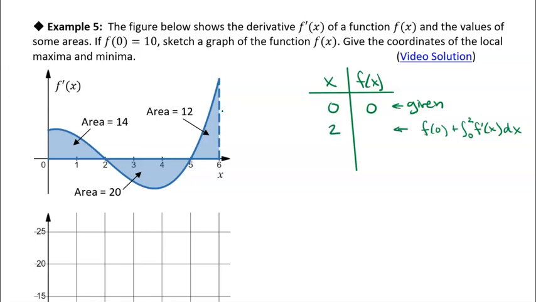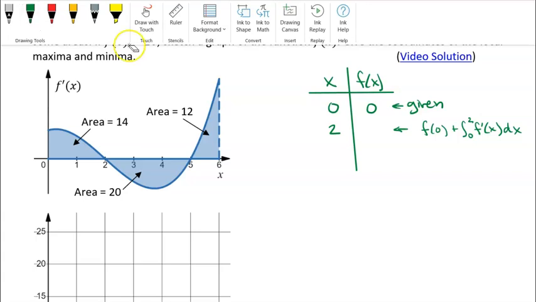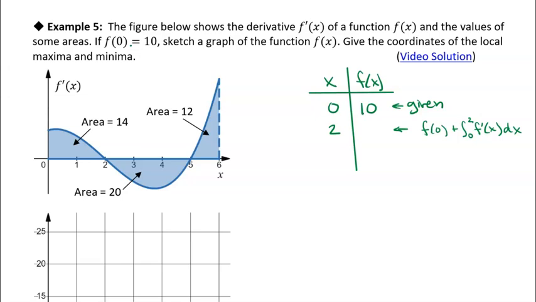So the next point that's easy to find is f at 2, because I don't really want to have to break this down and estimate it. Now, f of 0 was 0. Oh, sorry, I wrote that down wrong. f of 0 is not 0. f of 0 is 10. That's what I was given, it says it's 10, right here. Okay, so I already messed that up.